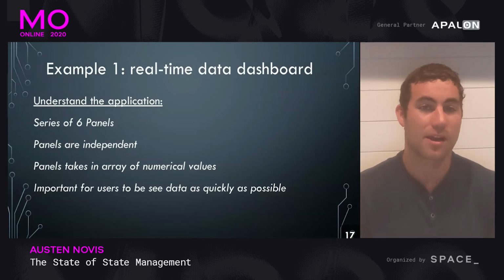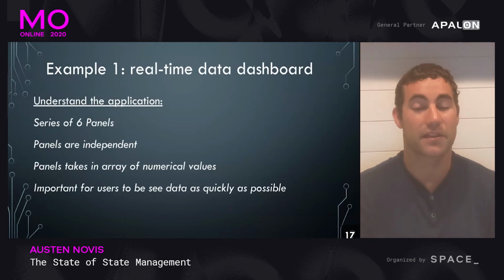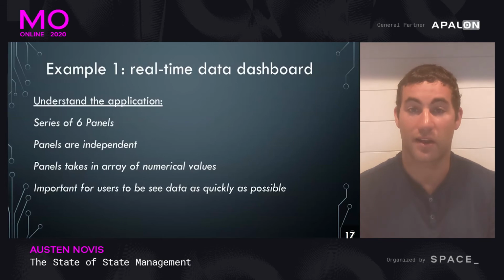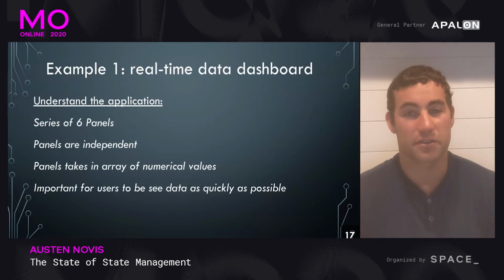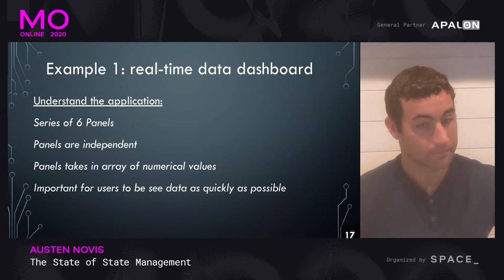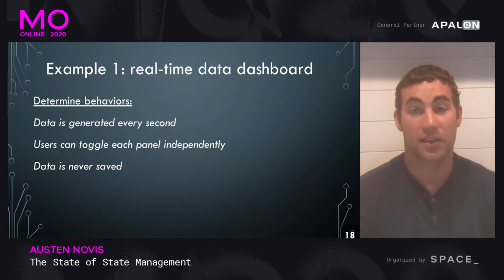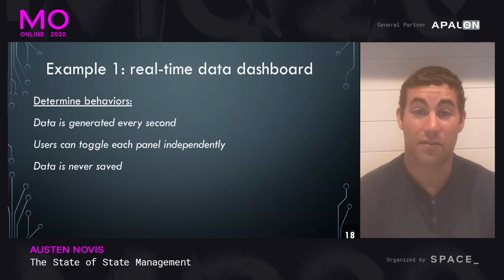In this example, our application consists of a series of panels that are all independent. They each take in an array of values to create a graph, and it is important for users to see the data as quickly as possible. Next, we want to determine the behaviors. In this example, data will be generated every second. Users will be able to toggle each panel on and off, and the data is never saved.